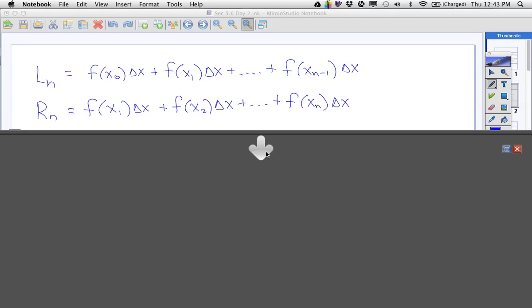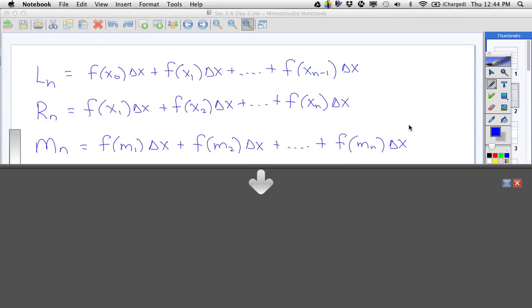Now, just notationally, right rectangles seem easier to work with than left rectangles, just because you get to start at 1, end at n. You don't have to start at 0, end at n minus 1. But if we have enough of them, it doesn't matter if they're left or right. If we have an infinite number of them, it doesn't matter which one we use. So notationally, a lot of times we work with right rectangles just because the notation is a little easier to work with.